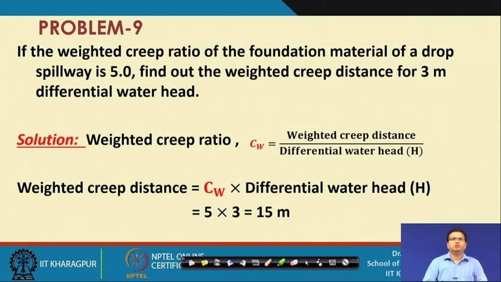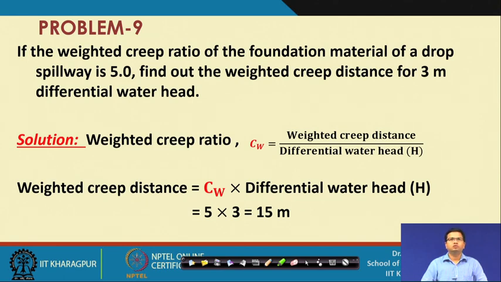Our next problem is: if the weighted creep ratio of the foundation material of a drop spillway is 5 meter. So, the Cw value, that is your weighted creep ratio, is given as 5. Find out the weighted creep distance for 3 meter differential head. The 3 meter differential head means it is the differential head between the tail water and the upstream water. And we know the formula: the weighted creep ratio is given as weighted creep distance along the foundation material divided by differential water head.